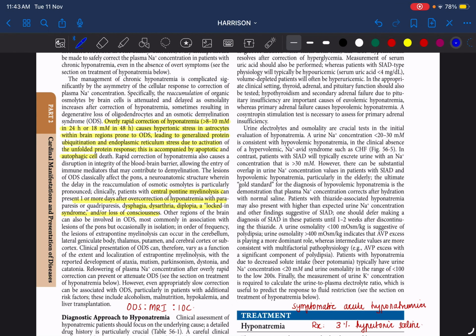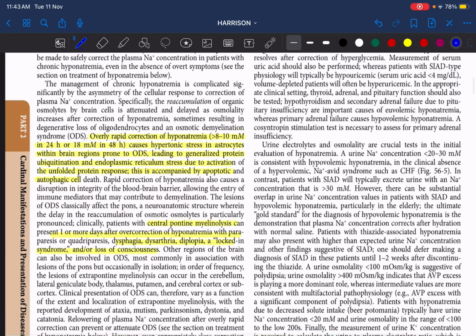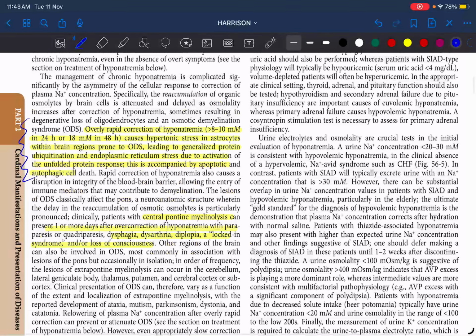In chronic hyponatremia, we have to be very careful while we do correction, because overly rapid correction, meaning correcting more than 8 to 10 millimoles of sodium in 24 hours or 18 millimoles in 48 hours, will cause hypertonic stress, especially within the astrocytes of the brain, which leads to a condition called ODS. What is ODS? Osmotic demyelination syndrome. It is actually something called an ER stress. In pathology, you would have read about the endoplasmic reticulum stress response. Because of that, there will be osmotic demyelination of the pons.